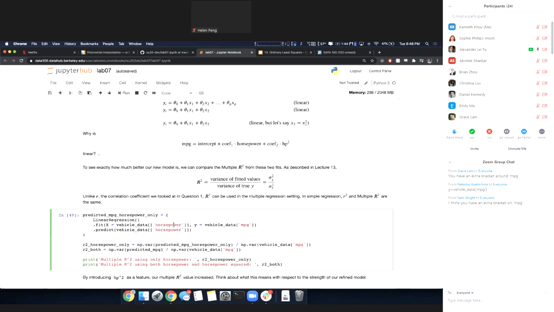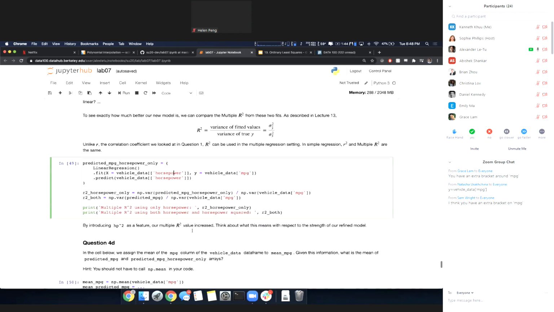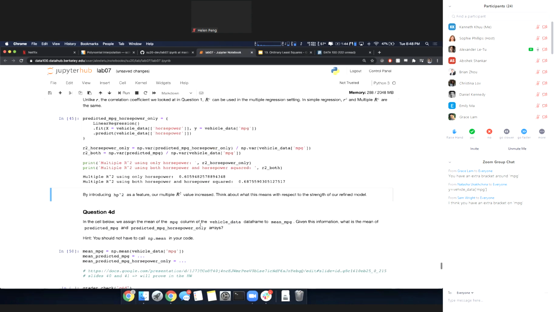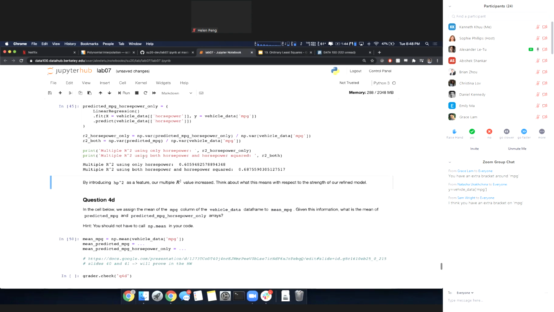Okay. So if there are no questions there, now we're going to be looking at just the r squared values. So there's nothing to do for this question. It's already done for us. We can just talk about what this means. If we look at the model using just horsepower, our r squared value is 0.605. And if we look at our model using horsepower and horsepower squared, r squared goes up to 0.68.